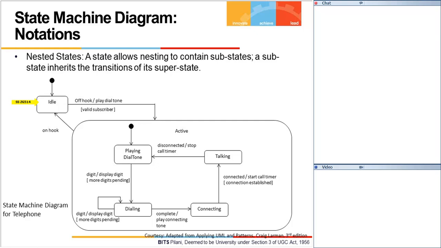I'll give you a few examples of systems which exhibit stateful behavior. You can go through these examples on the internet. You would find examples of coffee machines.